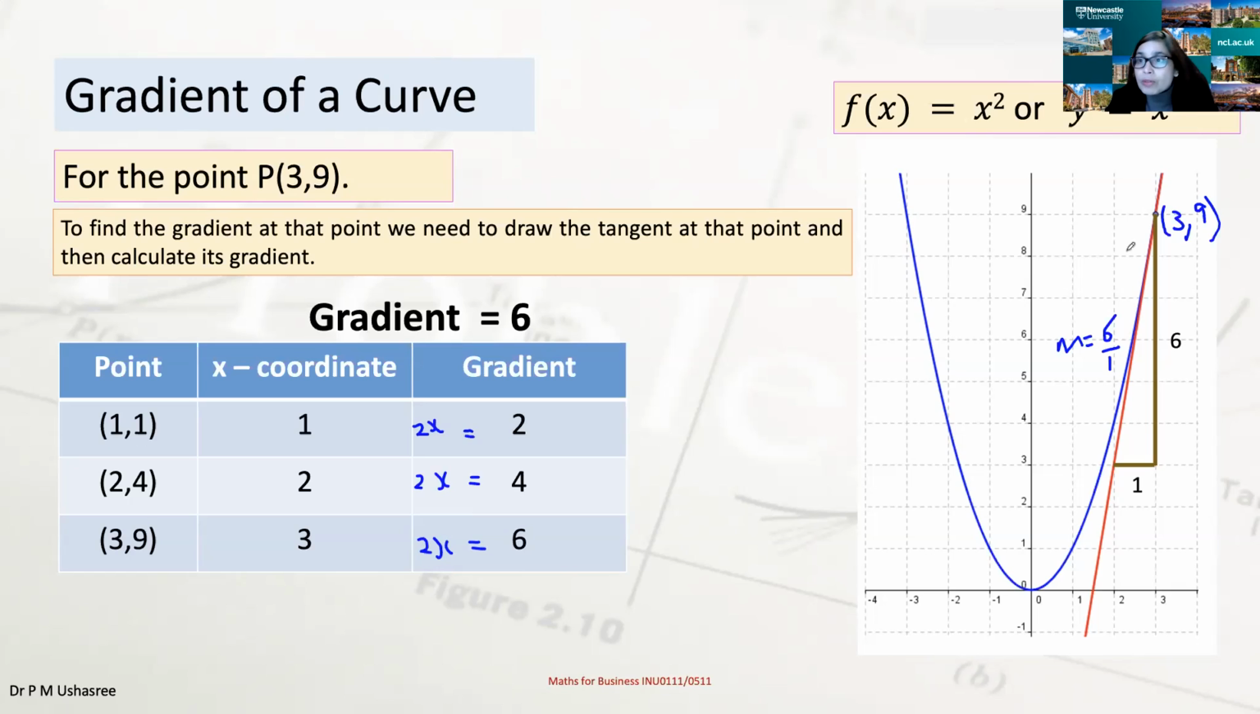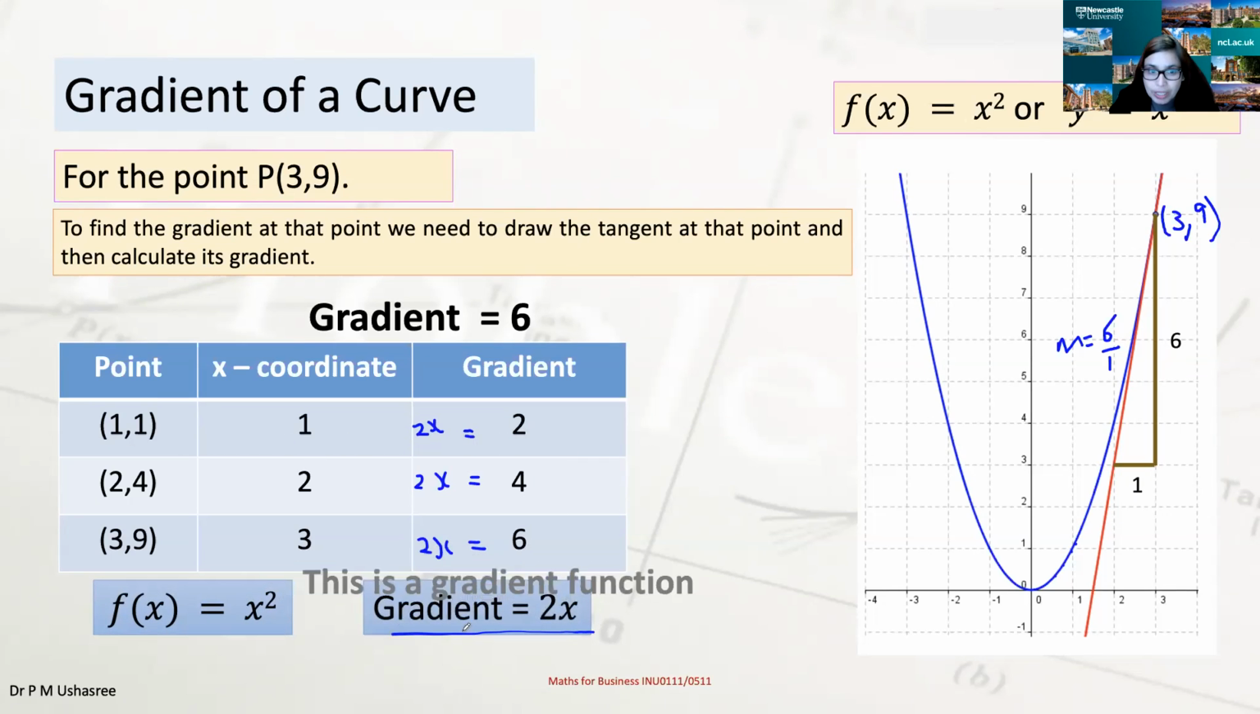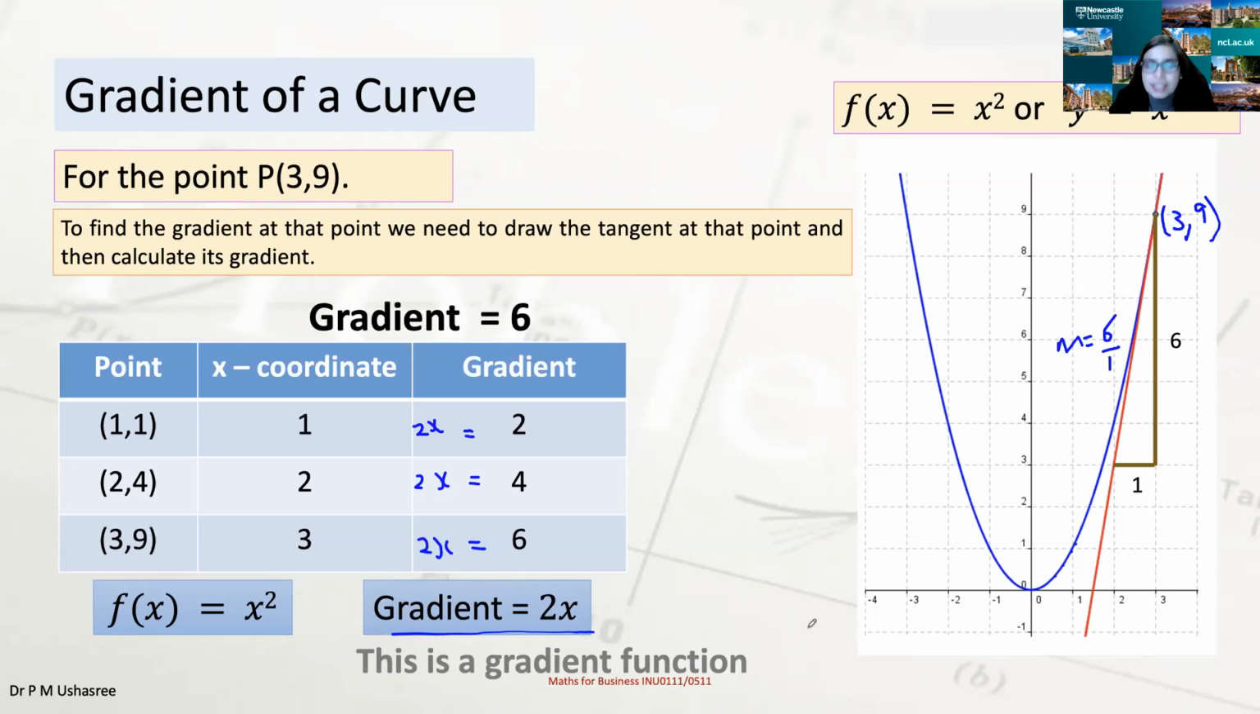So how are you going to find the gradient at any point on the curve? We just draw the tangent and then find the gradient of the tangent. The tangent is a straight line, and we say that the gradient of the tangent is the gradient of the curve at the point on that curve. So if f of x is equal to x squared, the gradient is equal to 2x. And this is known as the gradient function. So try to be familiar with this term, gradient function.